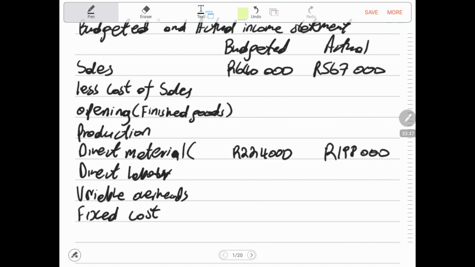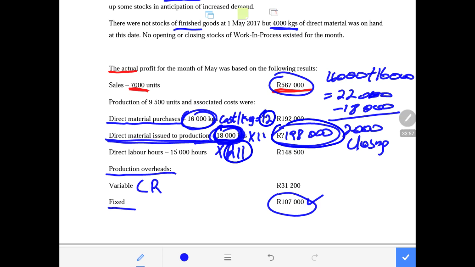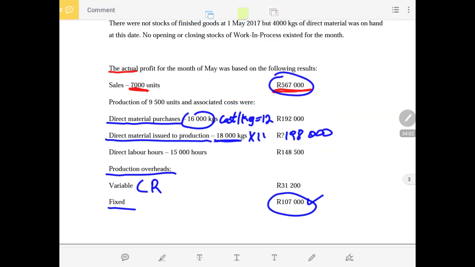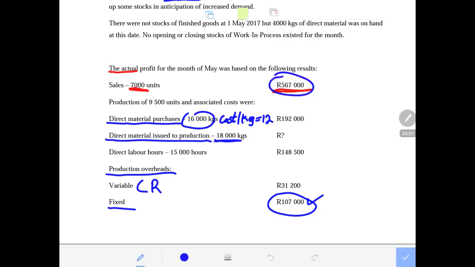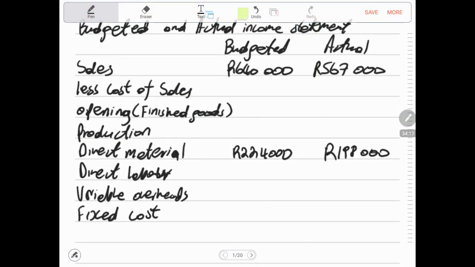Our direct labor, remember, labor is not stock, it is the cost of labor. So when it comes to labor, that statement does not apply. We use the standard where it is budgeted, and the actual where it is actual. Let me start with the actual because I'm already here. My actual information for direct labor is 148,500 labor that was actually incurred. I record this as it is.